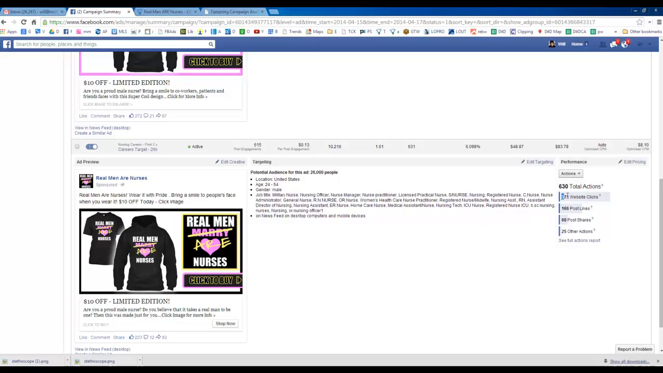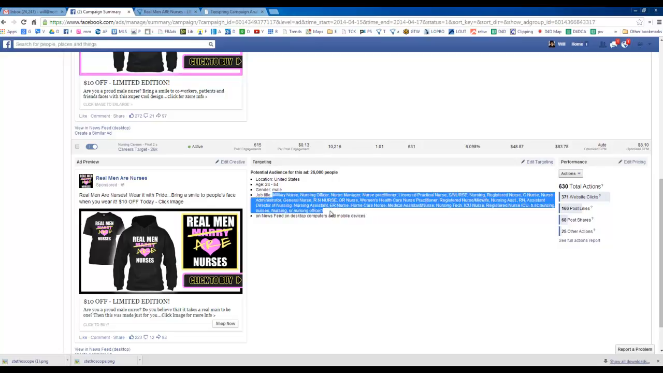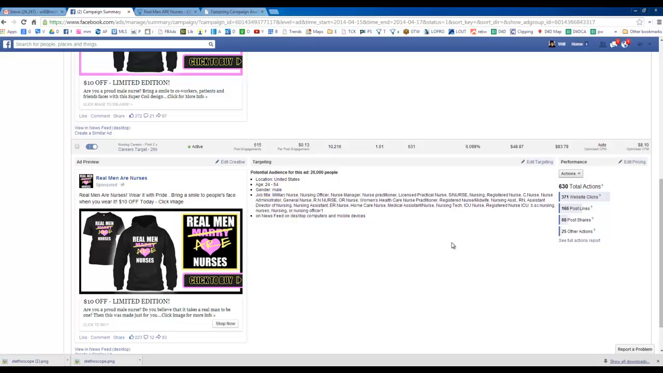Here, 371 website clicks is phenomenal. 166 post likes, 68 post shares. And here you can see these two are about even. 93 shares, 97 shares, 12 comments, 21, 223, and 272. Great progress. And again, our job titles are the front runner for clicks to the website, and that's more important to me than anything.